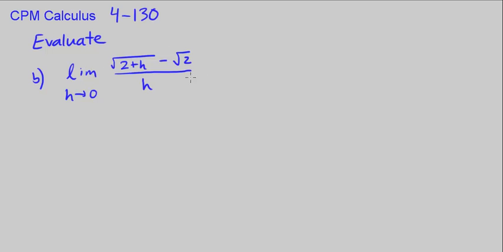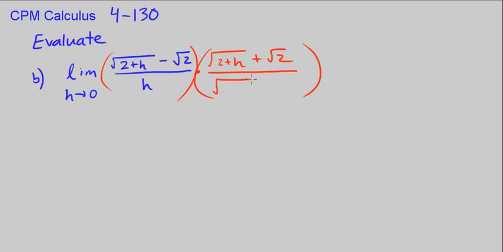Unlike the previous one, I don't see the difference of two squares, but I see square roots. So I'm going to go ahead and multiply by the conjugate to get rid of some of those square roots. The conjugate is the same thing, but instead of a minus, it's a plus. So that's the square root of 2 plus h plus square root of 2. But I can't just multiply by some random value unless I multiply that same value in the denominator, because then this whole thing is 1. Same in the numerator as denominator, so this is multiplying by 1, and we know we can always multiply by 1 without changing the value.